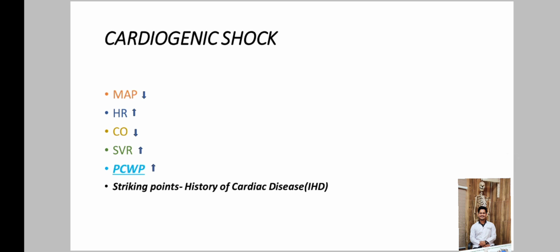Now moving to the next one, it is the cardiogenic shock. As we have discussed already, it is a type of shock itself, so the mean arterial pressure is less.